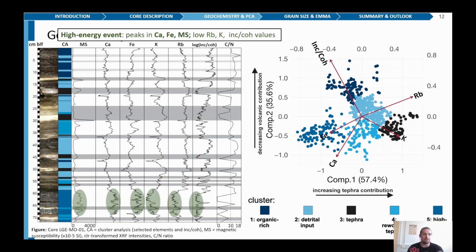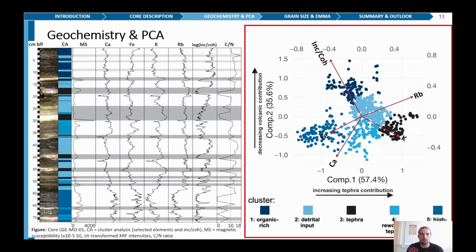Same goes for the high energy event. It is also really nicely visible in the data. We have here elevated magnetic susceptibility, calcium and iron values, and low values in rubidium, potassium, and incoherent-coherent values. So it's really nice to see the event layers reflected in the data. However, these strong signals also superimpose the signals of the background deposited material, which is eventually more interesting for the environmental reconstruction. Let's have a quick look at the principal component analysis.